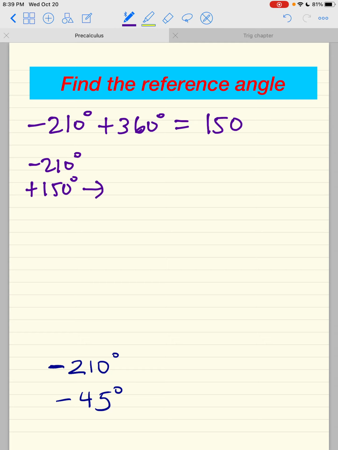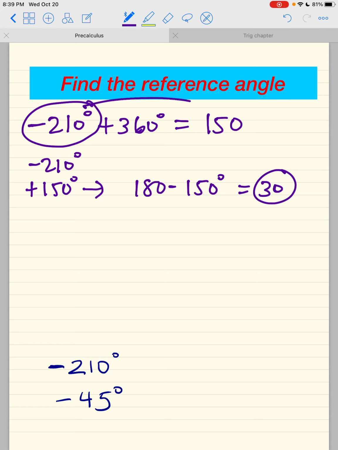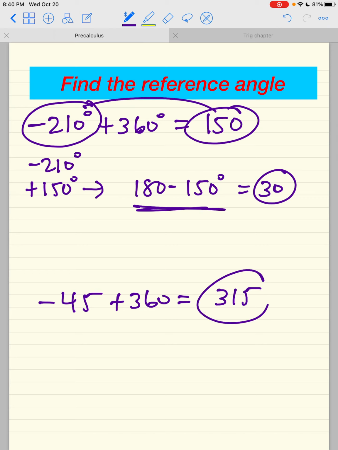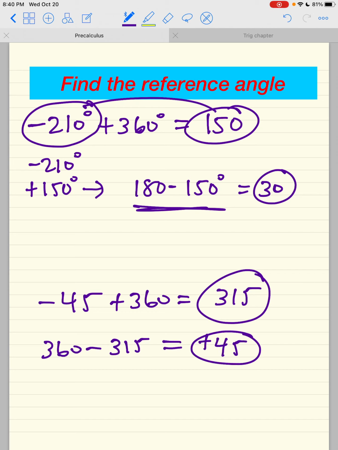How do I get 150 to become a reference angle? Well, that's easy. That is why we need coterminal angles. Well, that's not only why, but that's one of the reasons why. So what we did was we made negative 210 become 150. And then from 150, we did this. So now let's try it with negative 45 degrees. Well, add 360 to make it positive, okay? And now, how do we get 315? Well, we're gonna do 360 minus 315, and that's gonna be positive 45. So this is your reference angle.